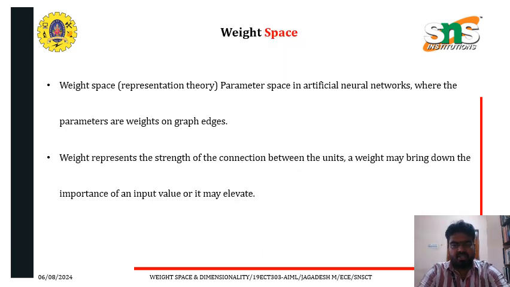So, first, let us start with weight space. What is weight space in machine learning? Weight space is a representation theory. It is a parameter space in an artificial neural network where the parameters are weights on graph edges. So weight represents the strength of the connection between the units. A weight may bring down the importance of an input value or it may elevate it. So this is actually a weight space.